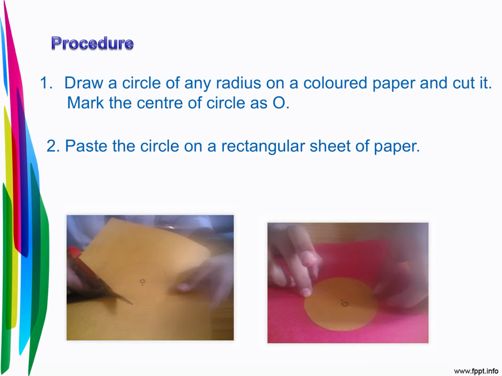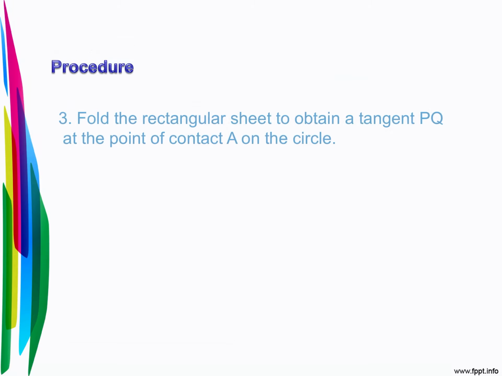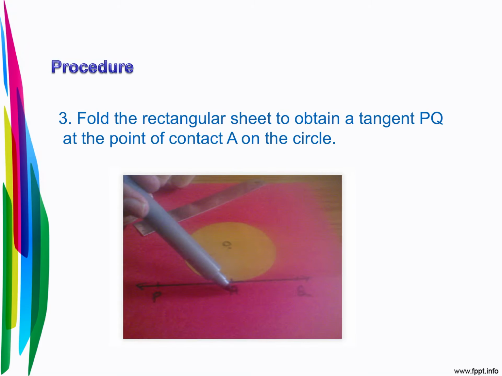So next step. Fold the rectangular sheet to obtain a tangent PQ at the point of contact A on the circle. We are going to fold this rectangular sheet in such a way that we obtain the tangent PQ, and we are going to mark the point of contact as point A. You can see here we have this tangent PQ and the point of contact has been marked as the point A.